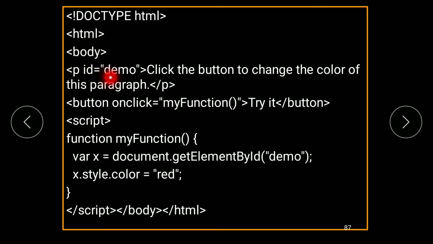So here you can see I am using the paragraph tag. P tag is used for the paragraph, and I provide one ID to the paragraph. The ID of that paragraph is demo. Okay, so demo is the ID of the paragraph tag, and I write here one simple paragraph: Click the button to change the color of this paragraph, and the paragraph is closed.